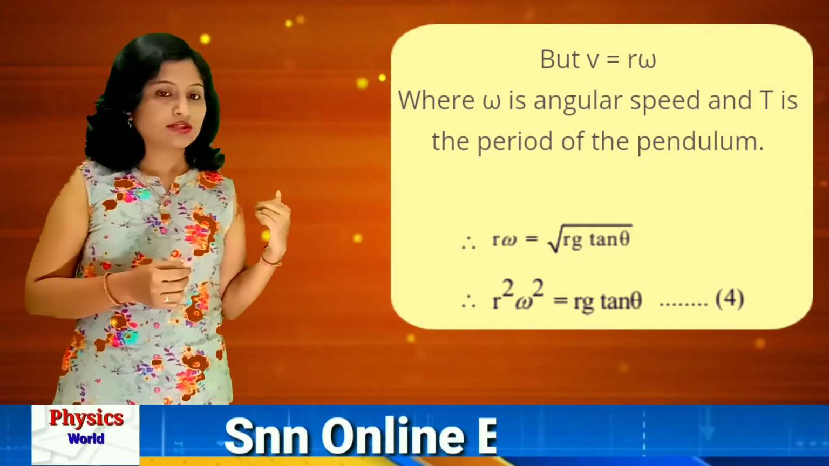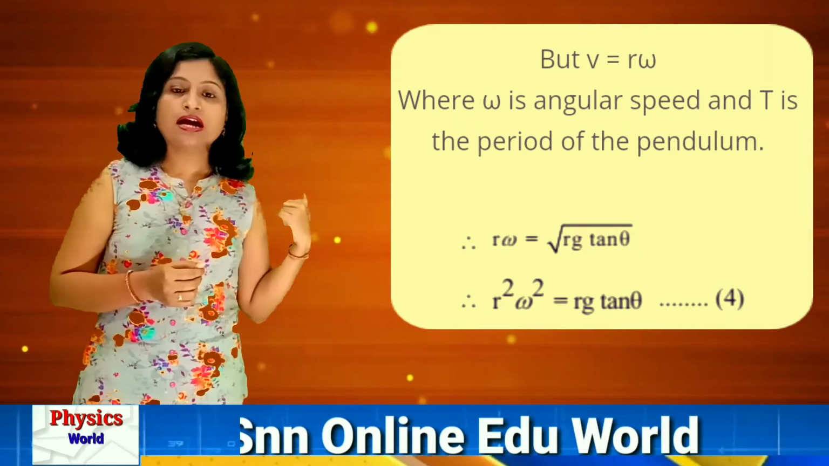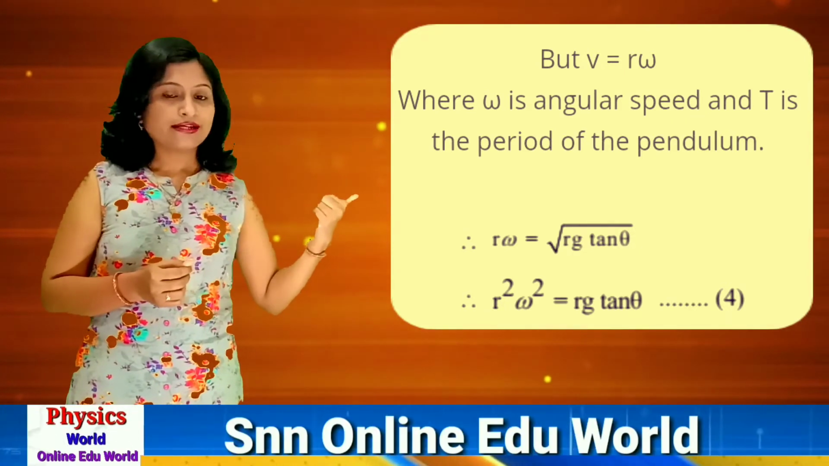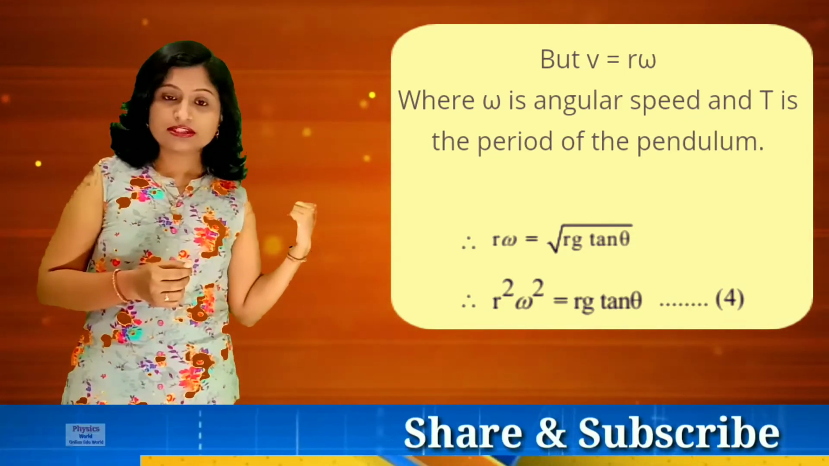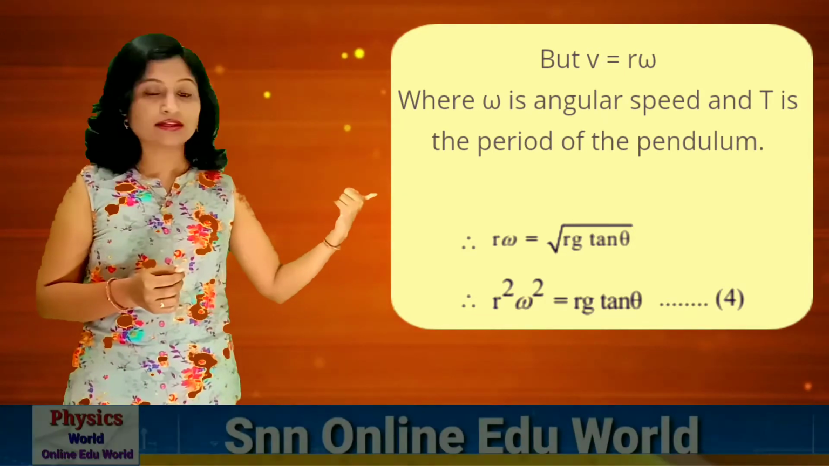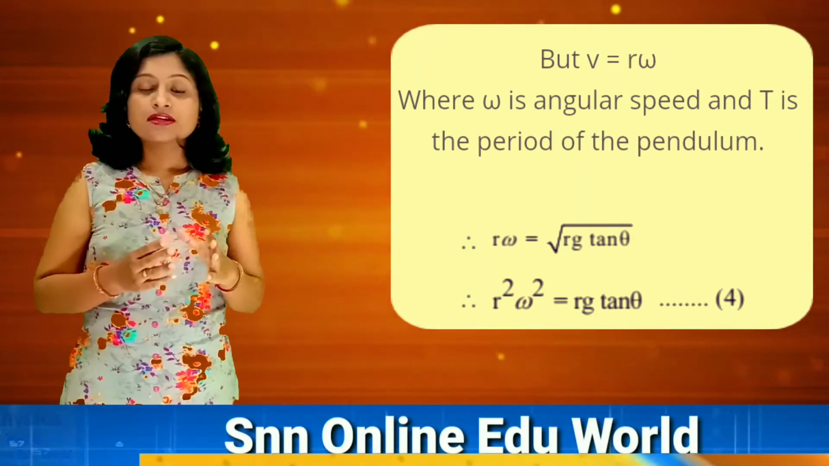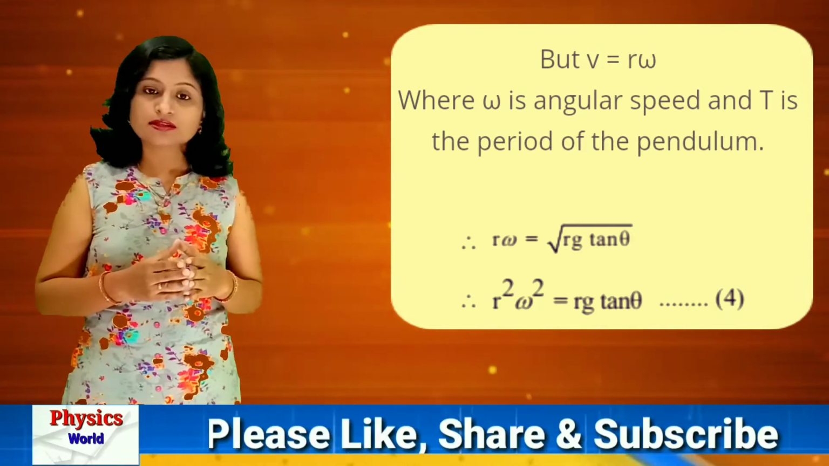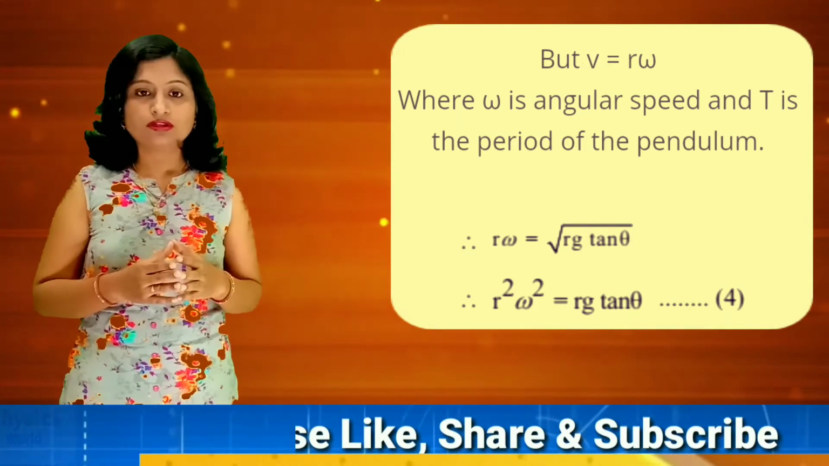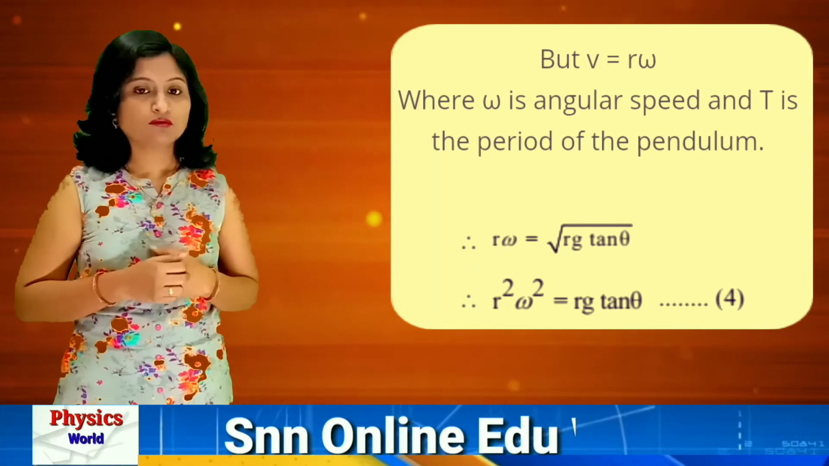Now squaring both sides, LHS becomes r square omega square, and on the RHS the square root is removed after squaring. It is rg tan theta only. Okay, so this is equation number 4.